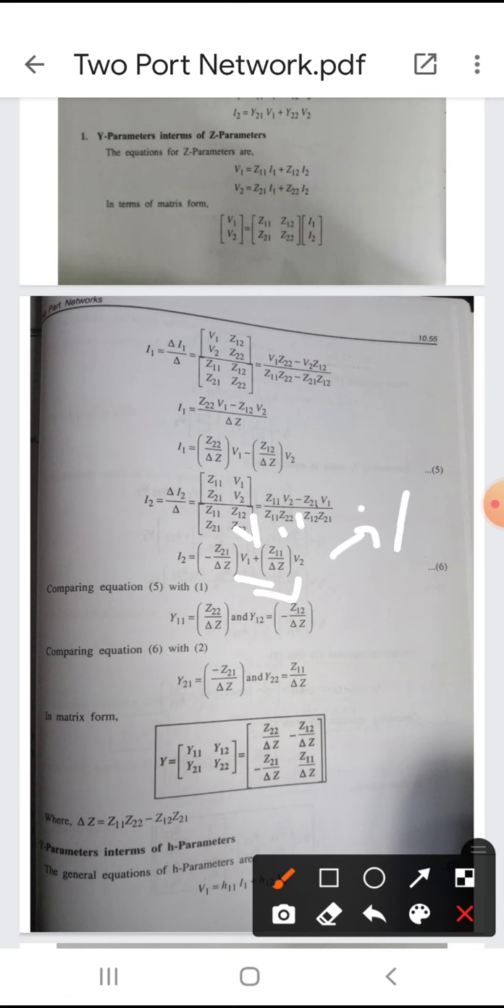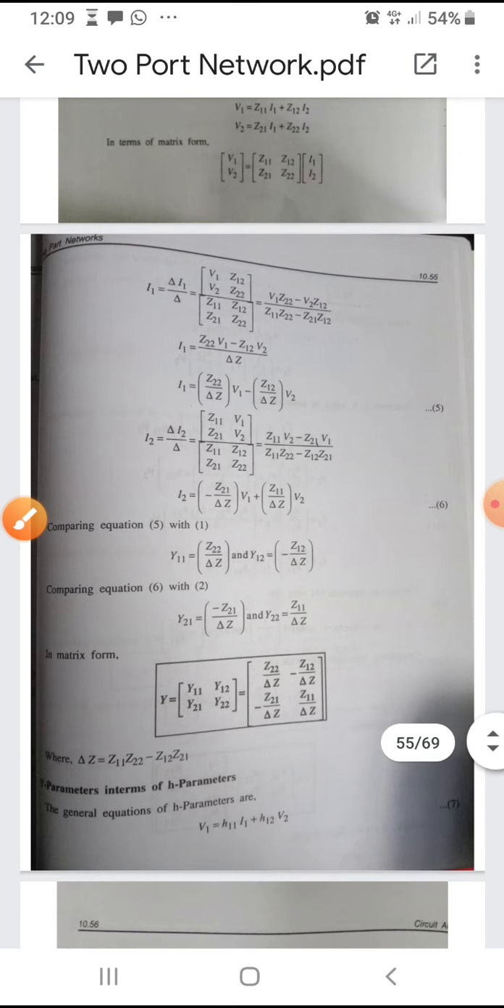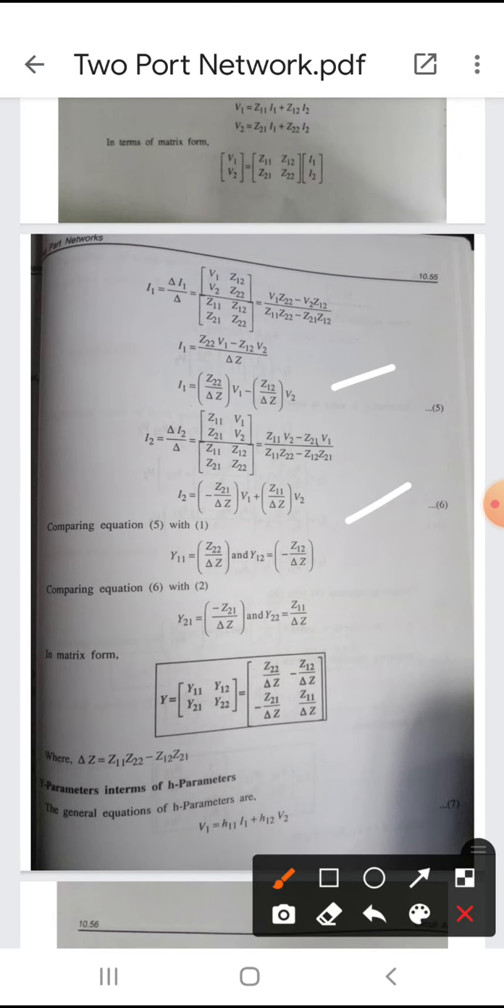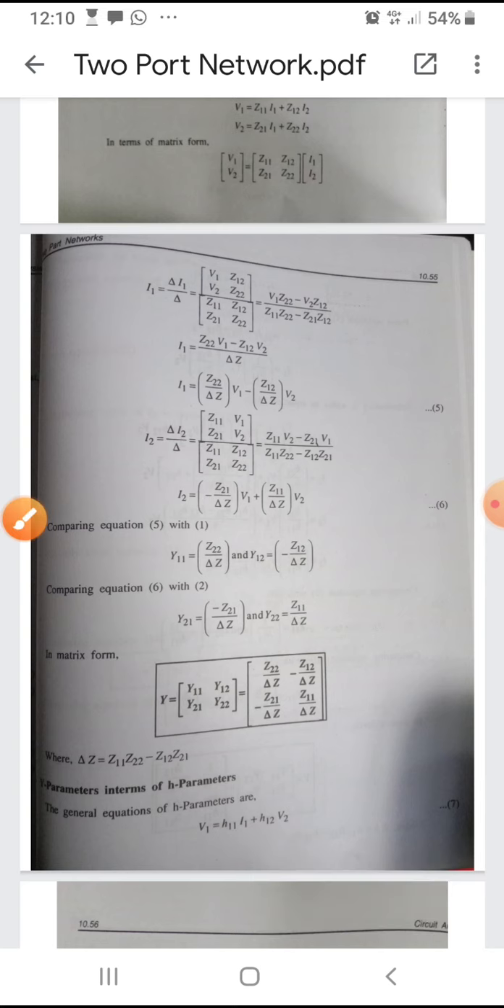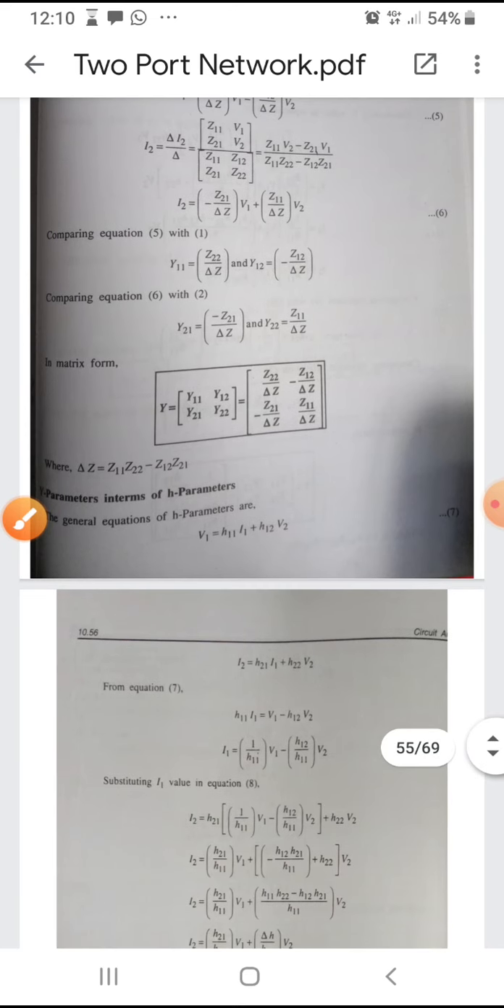Here y12 equal to z11 by del z. Okay, sorry, in this equation not y11, y12, here y22 and y21. So 4 values we get from this i1 i2. Compare this equation and write the value. So y11 is z22 by del z, y12 is minus z12 by del z, y21 is minus z21 by del z, y22 is z11 by del z. Similarly we want to find other parameters.